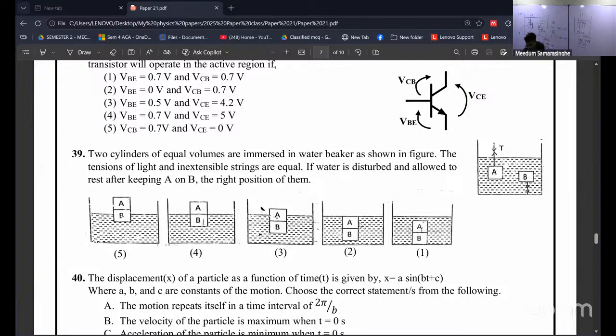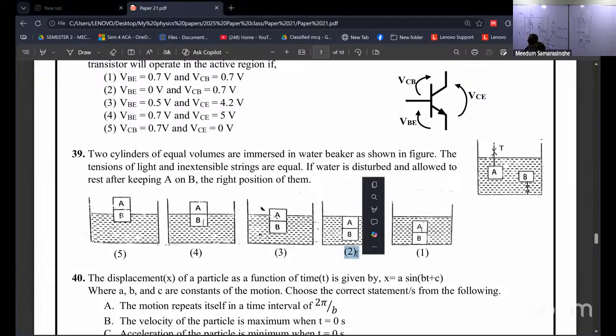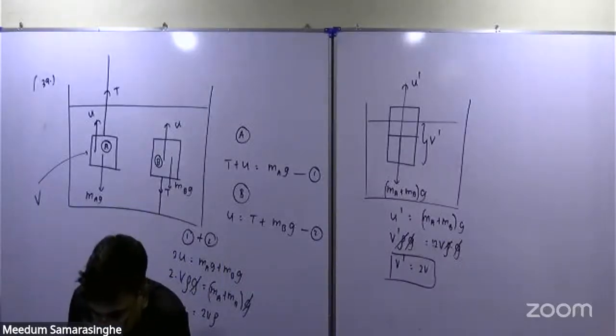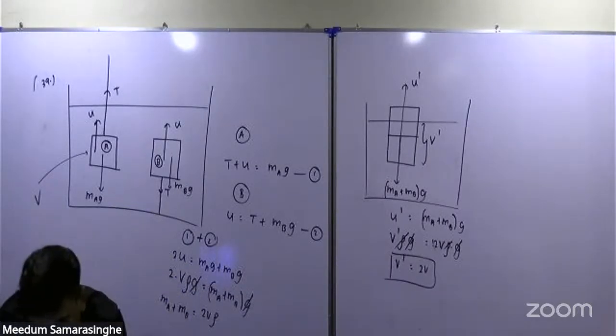The answer is this one. The second one is the answer. When the submerged volume is 2V, the object can remain in equilibrium. That is the answer. Write it down if you need anything.